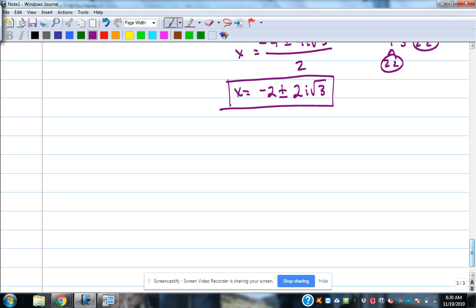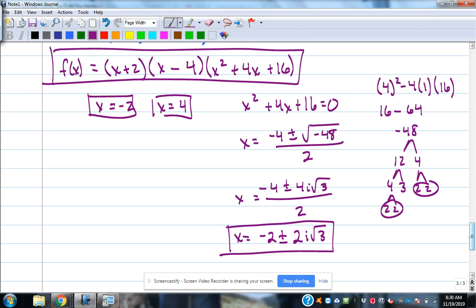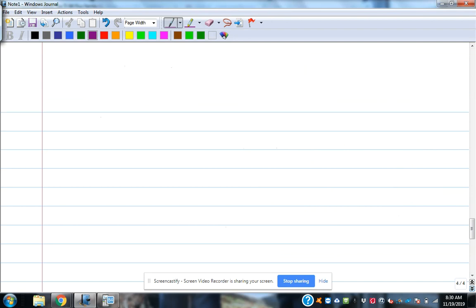So how many places does this graph cross the x-axis? 2. Because these are complex and those don't show up on the x-axis. So are we seeing a relationship between the graph and the zeros that we're finding? Okay. So that's the tie together for when you don't get a solution or a factor out of that. All right. So let's talk about how to get there.